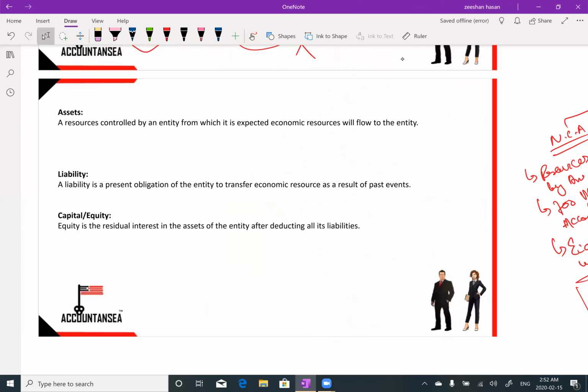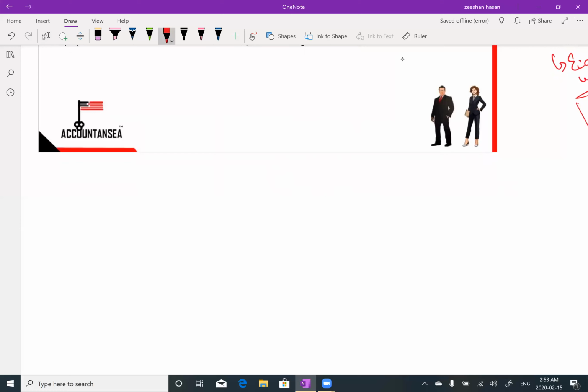Then we have liability. What is liability? It is a present obligation of the entity to transfer economic resources as a result of past events. And again, we have two types of liability: non-current liability and current liability, right?